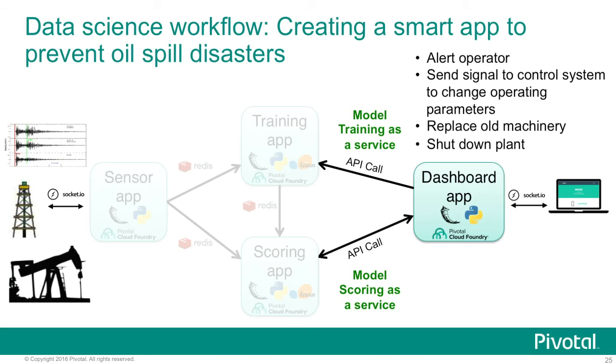And then, of course, if we can sense something going wrong, if we have a high probability of equipment failure, then there's different things we can do if we interface it with an application where we can alert the operator, send a signal to the control system to change operating parameters. There's plenty of things we can do.